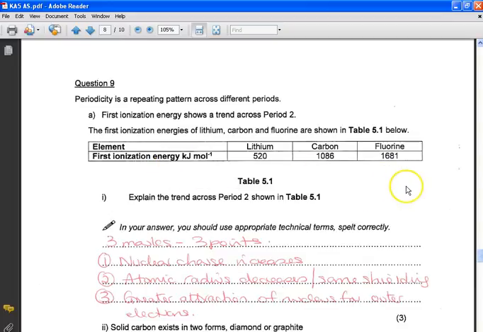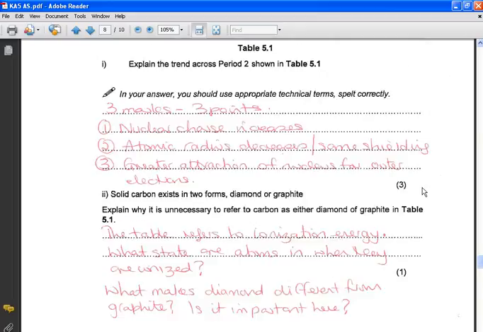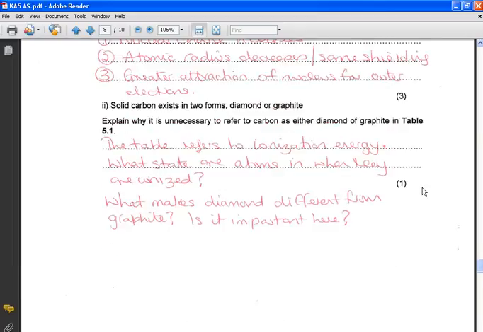Now, to calculate ionization energy, your element has to be in a gaseous state. We need atoms before we can ionize them. So it doesn't matter whether it's diamond or graphite. Basically, they're just carbon atoms that then become carbon ions.